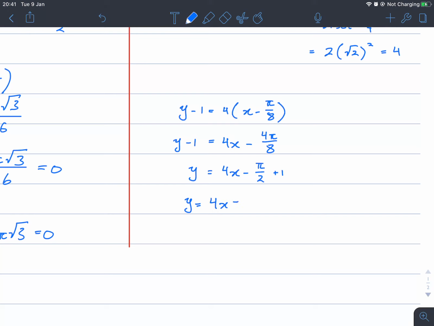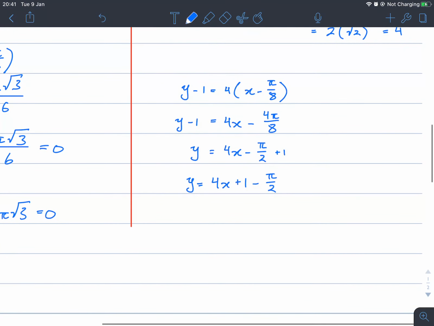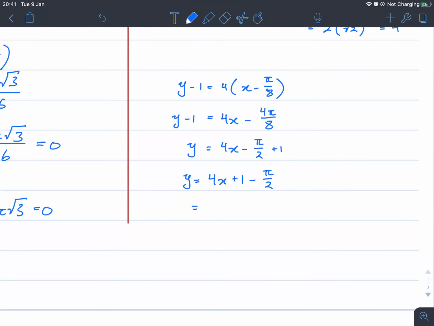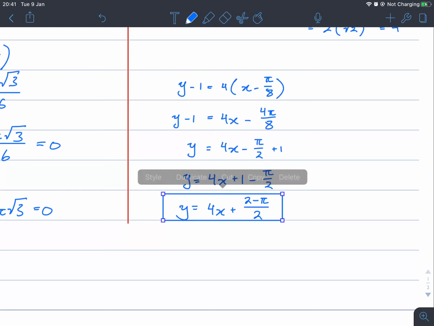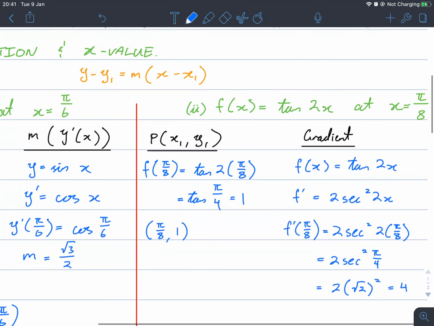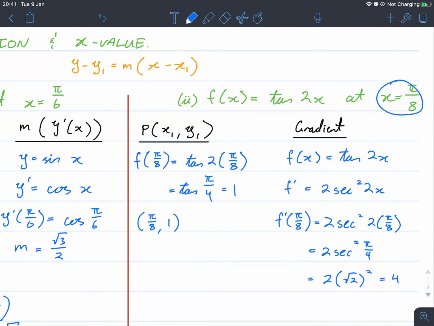Let me rearrange this. This is going to be 4x plus 1 minus pi on 2. And this will become 4x plus 2 minus pi on 2. And that is the equation of the line of the tangent to this curve tan 2x at x equals pi on 8.